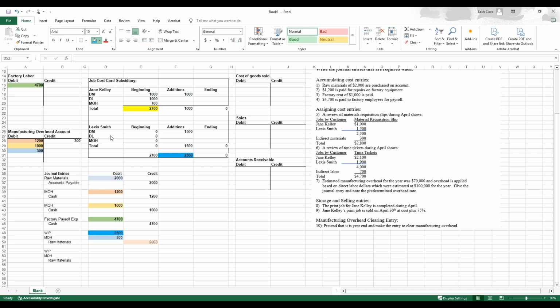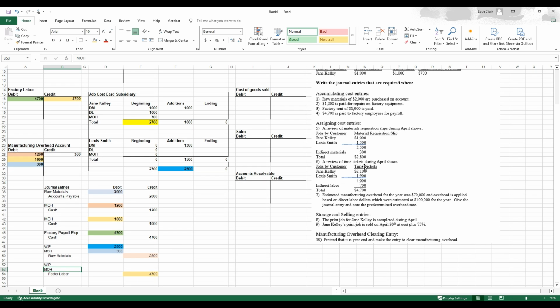I'm going to take off the color coding. And now this one's not raw materials. This is labor. So we're going to do factory labor as a credit. And we're going to take the whole $4,700 that's in there now, which we recorded with this journal entry above. We're going to remove that essentially, or we're going to zero out this account and we're going to move it. So that is here into WIP, work in process, and overhead based on the time ticket.